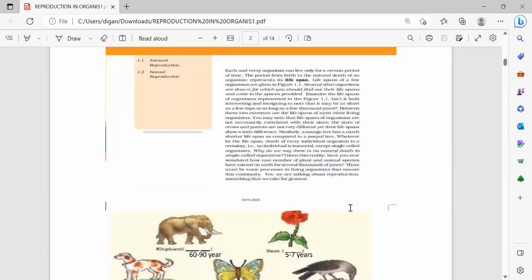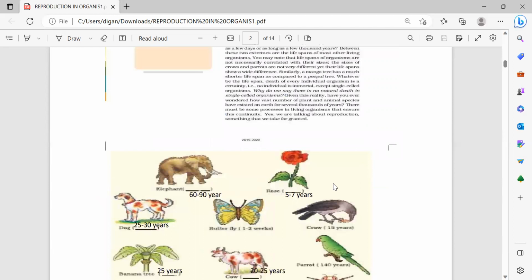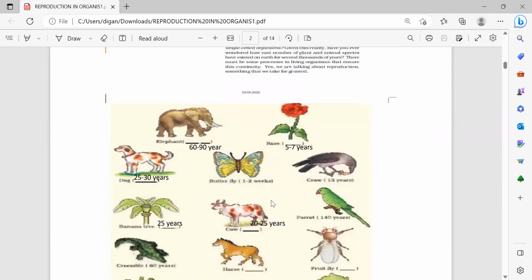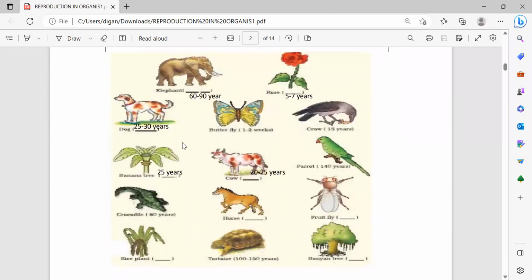Now go to the second page of your NCERT book. In this page, the lifespans of some organisms are given and some are not given. For elephant, the lifespan is not given, so I am writing here: note down 60 to 90 years. For rose, the lifespan is 5 to 7 years. For dog, it is 25 to 30 years. For butterfly, it is 1 to 2 weeks. For crow, it is 15 years.